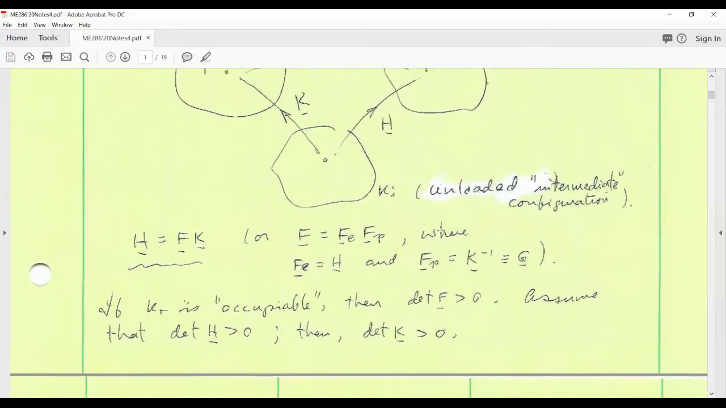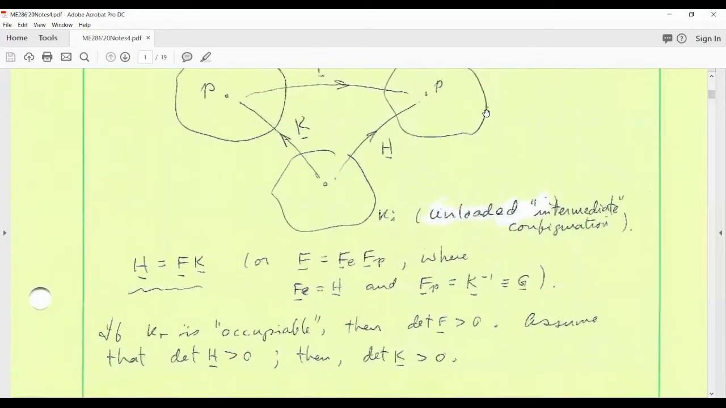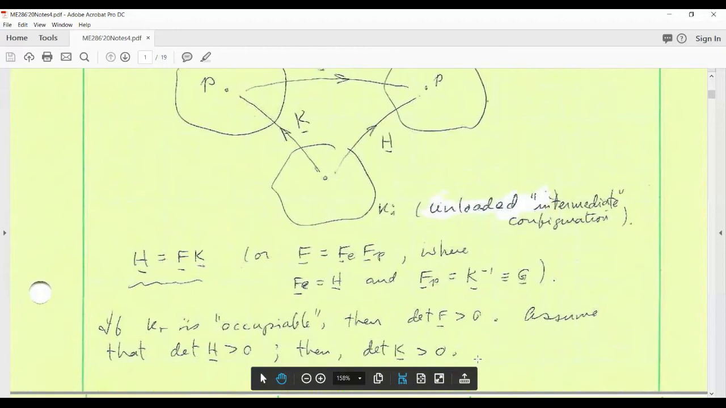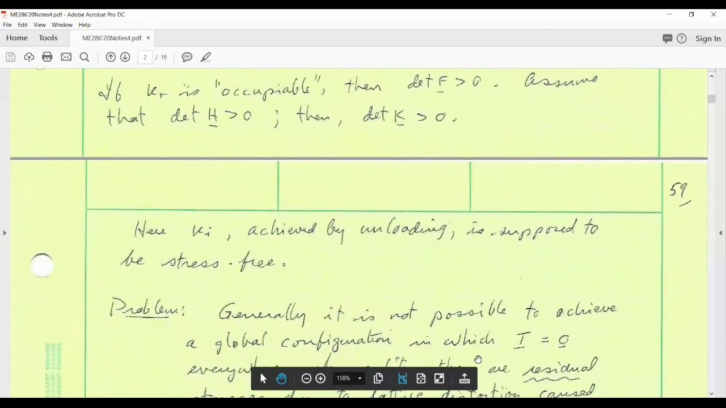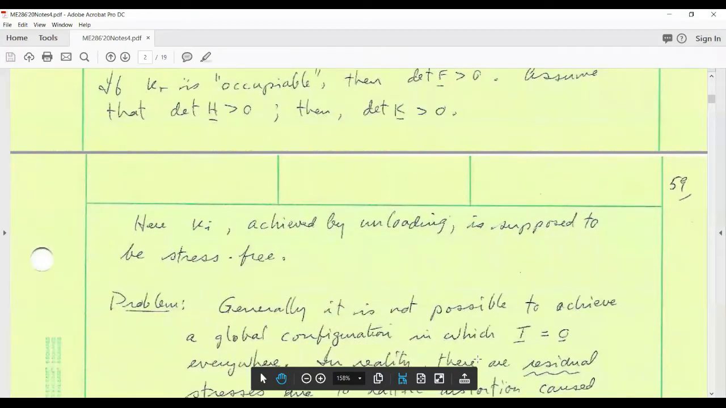We'll assume the same, that when we unload the body, we're achieving zero load. We're achieving a configuration that not only could be, but actually is occupied by the body. So det H is then positive. So from this formula then, the determinant of this is the product of the determinants det F and det K. So det K must also be positive then with these assumptions. So we'll simply impose these requirements at the beginning.